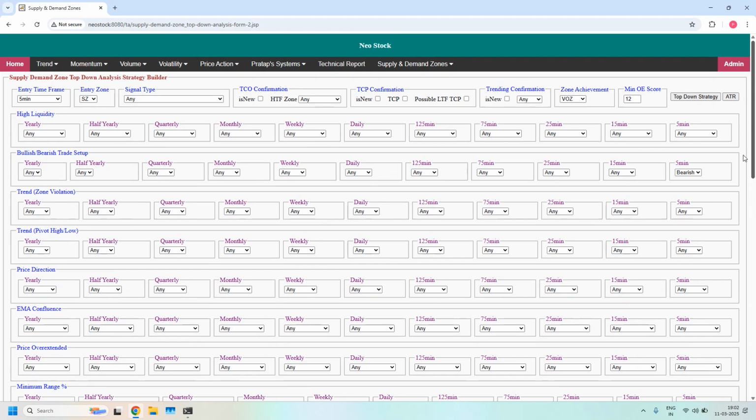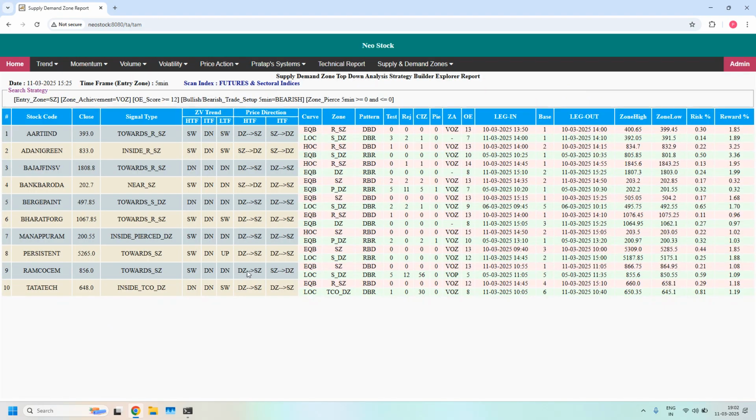With all the filters, we got 10 stocks. These 10 stocks are currently supporting bearish trade setup for hourly income trade, and all these entry time frame zones are 5 minute supply zones. Okay, out of these 10 5 minute supply zones, how many are having ITF supply zone confluence?